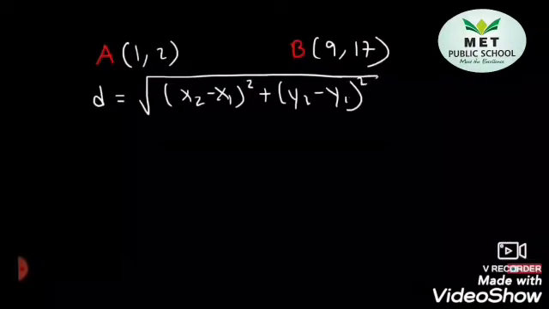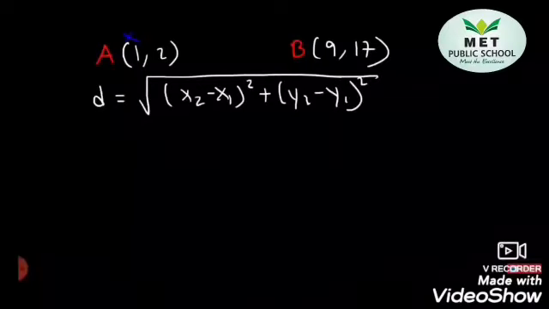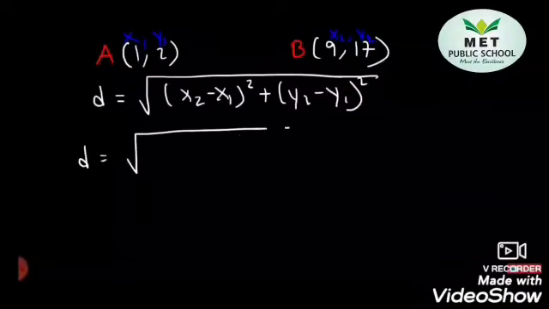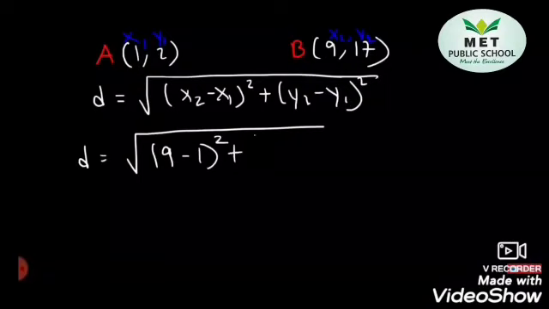So after writing the distance formula, you should know what is x1, y1, x2, y2. So the first point A is x1, y1 and B, the second point, is x2, y2. Now let us put all these values in the formula. x2 that is 9 minus x1 that is 1 whole square, plus y2 that is 17 minus y1 that is 2 whole square.